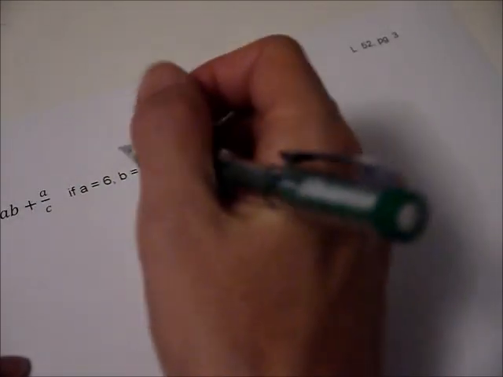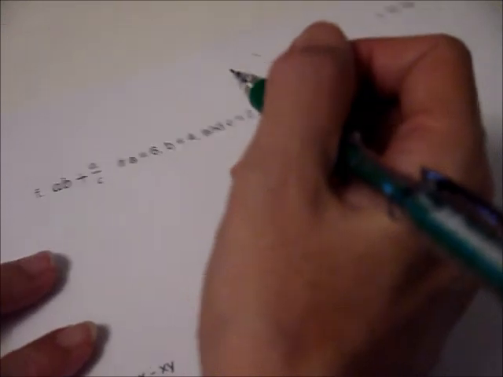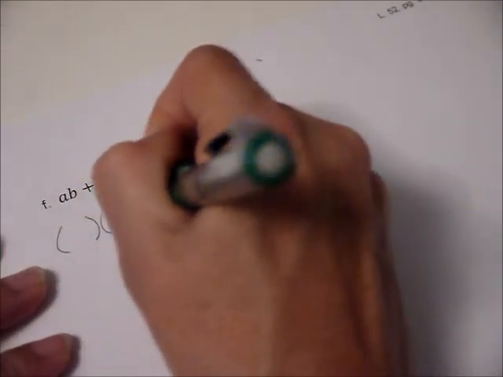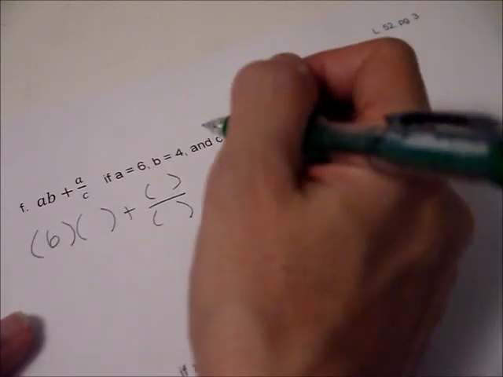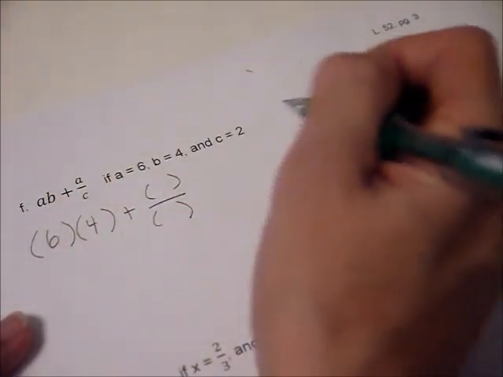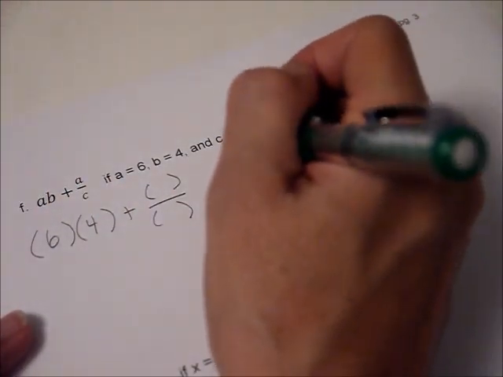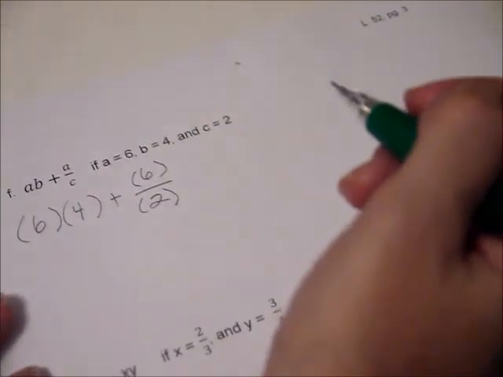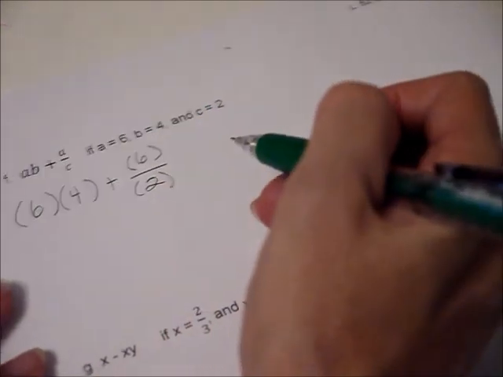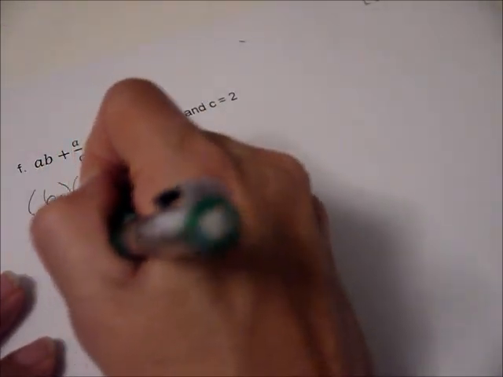Alright. This is going to come up a lot in algebra, so I would say this is finally something that is getting a little more meaty. So parentheses, and then plug in. That's what we call it too. It's like plugging something in. Plugging the letters into the empty equation. Okay, so that's 6 times 4 plus 6 divided by 2, which is nice and simple.